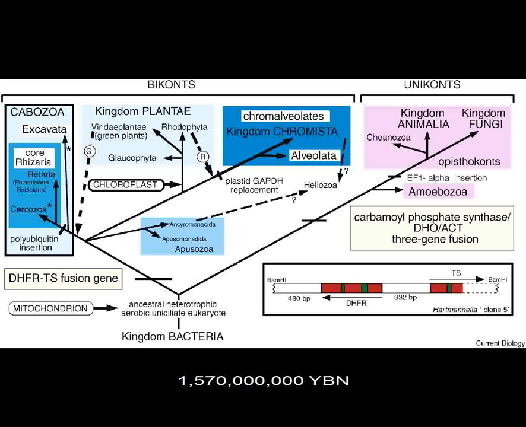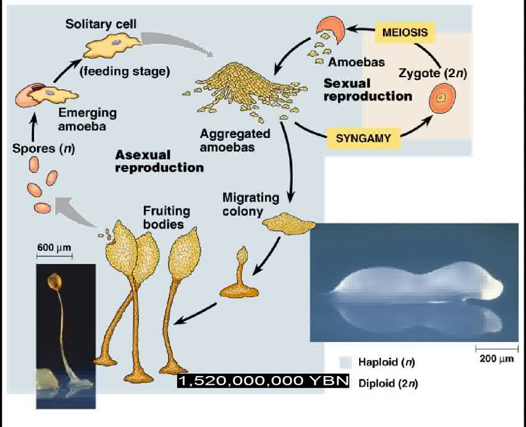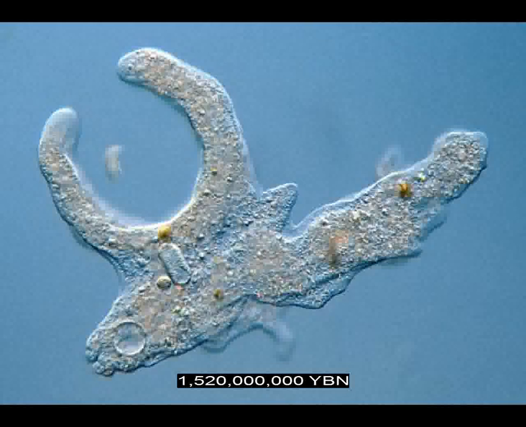The ancestor of all living eukaryotes divides into bikont and unikont descendants. Bikonts lead to all chromalveolates, excavates, rhizaria, and plants. Unikonts lead to all amoebozoa, animals, and fungi. The protist phylum Amoebozoa evolves. Amoebas, slime molds. Feeding using pseudopods evolves.